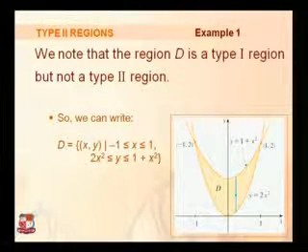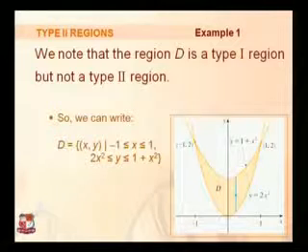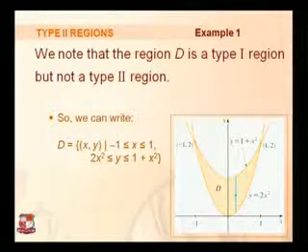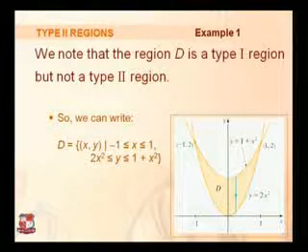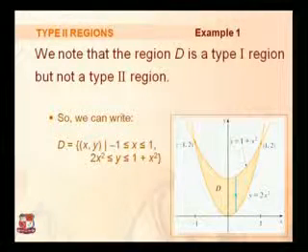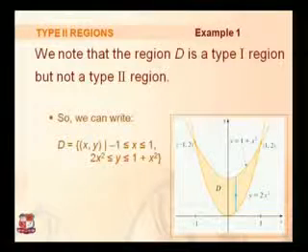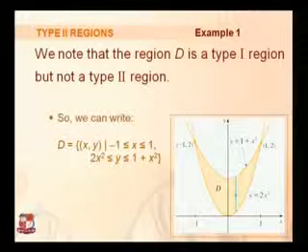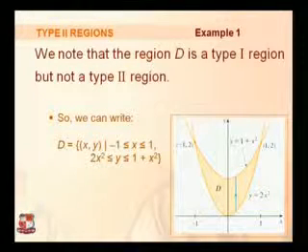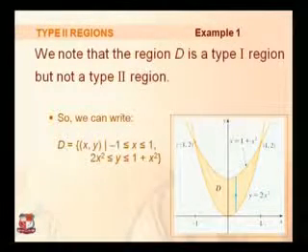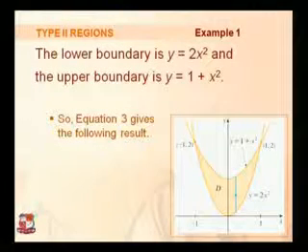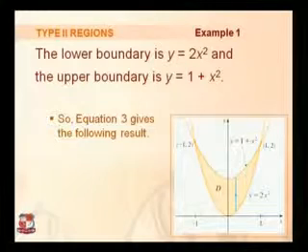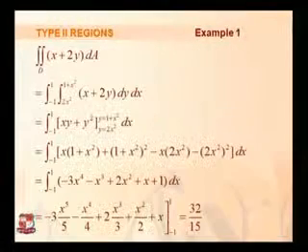So 2x square is less than or equal to y, which is less than or equal to 1 plus x square, because y is equal to 2x square is the lower parabola and y is equal to 1 plus x square is the upper parabola. So the limit of y is 2x square less than or equal to y less than or equal to 1 plus x square. Here this is the upper boundary, y is equal to 1 plus x square.